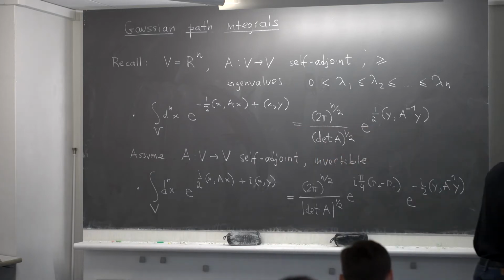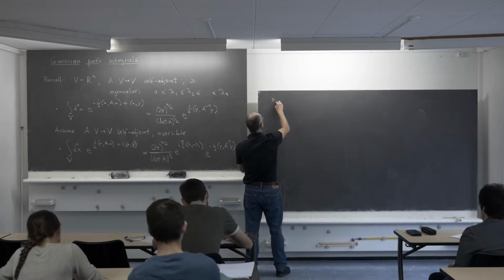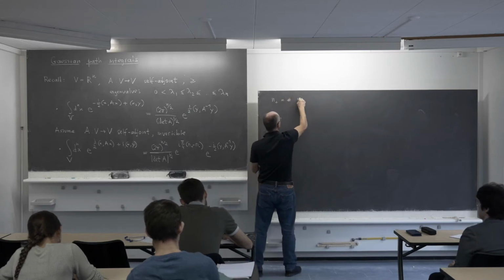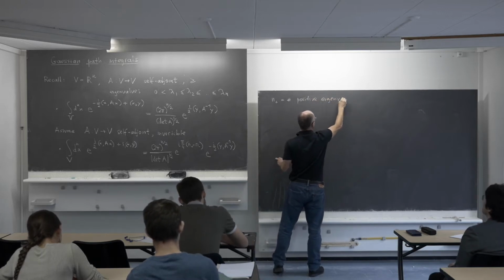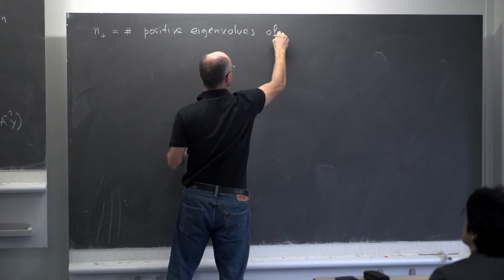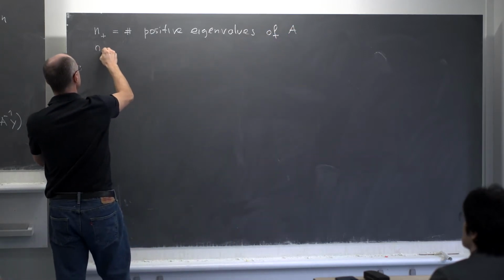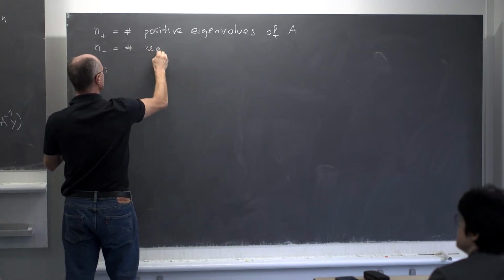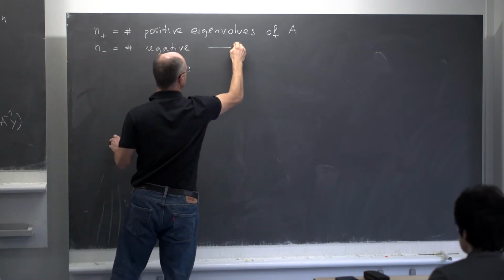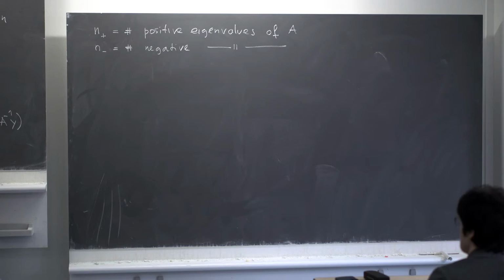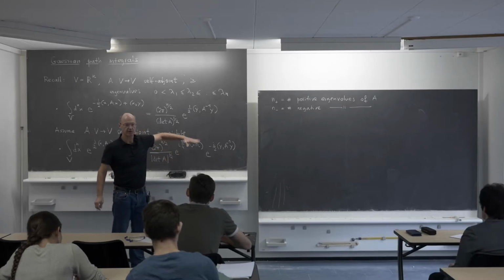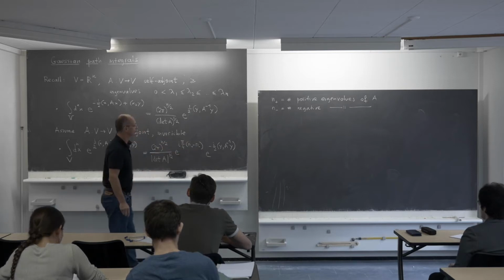So here n plus and n minus: n plus is the number of positive eigenvalues of A, and n minus is the number of negative eigenvalues. So remember, we had this story of turning the integration contour by pi over 4. If the eigenvalue is negative, you have to turn it by minus pi over 4. That's where those factors come from.